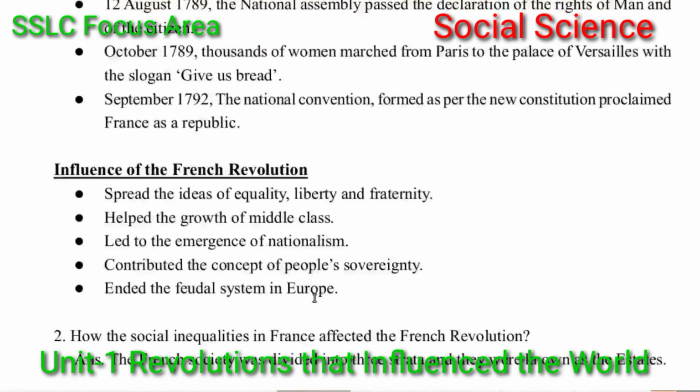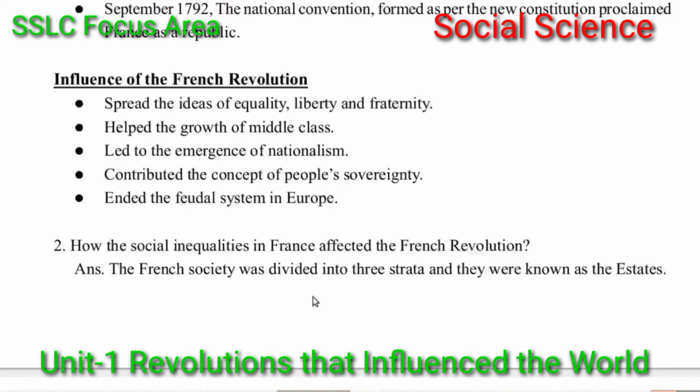And what is the influence of the French Revolution? It spread the ideas of equality, liberty, and fraternity. It helped the growth of the middle class. It led to the emergence of nationalism. It contributed the concept of people's sovereignty. It ended the feudal system in Europe.